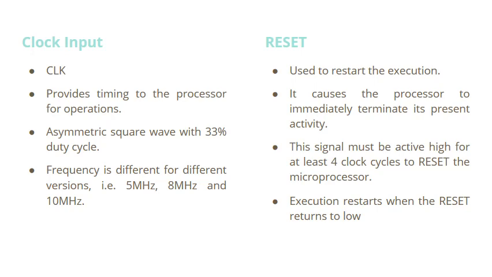The reset signal. This signal is used to restart the execution. The reset signal causes the processor to immediately terminate its present activity. This signal must be active high for at least 4 clock cycles for the reset to happen, and the execution will restart only when the reset returns to a low value.